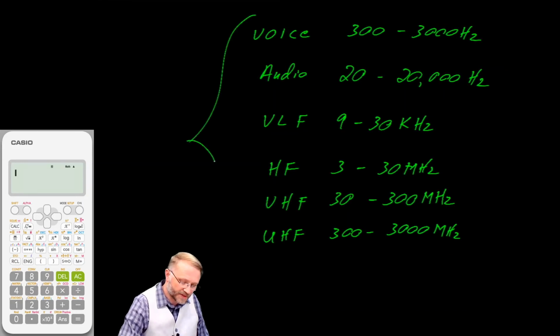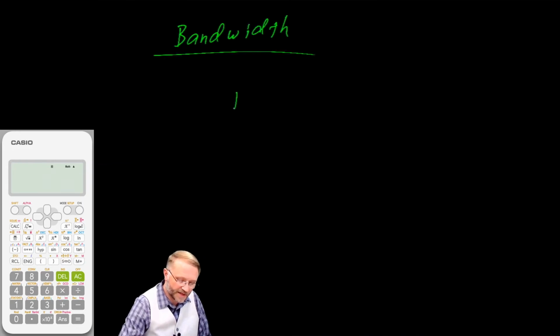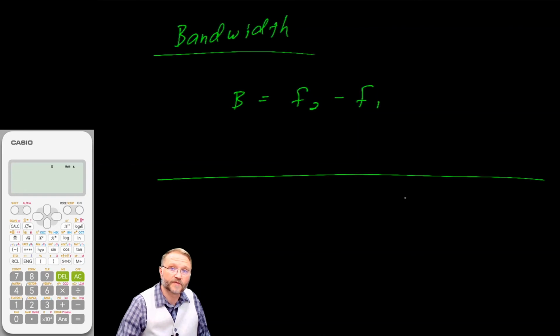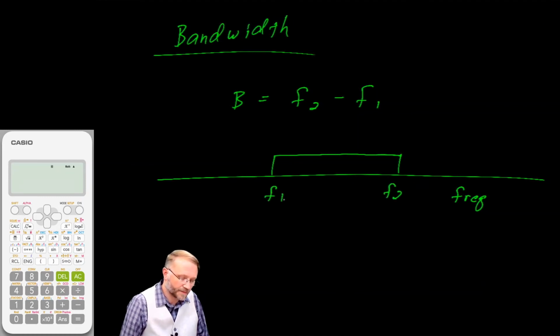Do spend some time with this section in the textbook and look for examples. For instance, your cell phone operates somewhere around the UHF band. We looked at bandwidth in our opening to this video, and we defined bandwidth as F2 minus F1. In that software-defined radio, we saw that frequency ran along the horizontal axis. Our bandwidth would be the width of this filter. So we can talk about an F2 minus an F1.